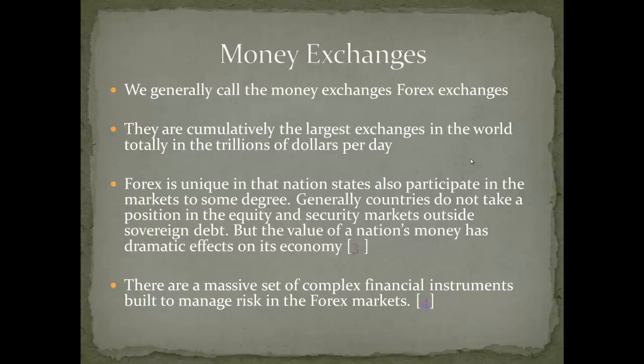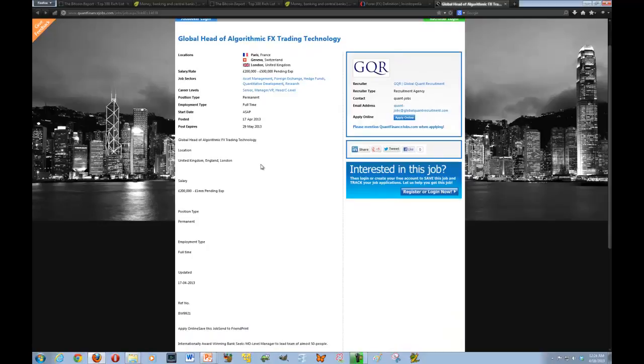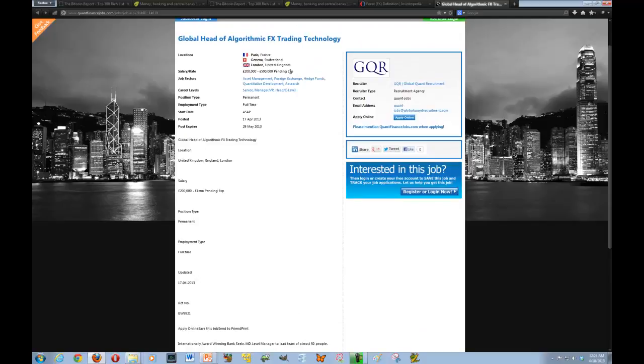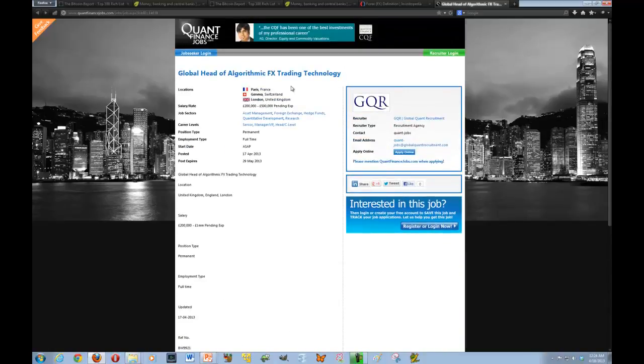some incredibly sophisticated investors, people who spend their entire lives trying to figure out how to do something 0.05% better than the competition. To give you a notion of how valuable these people can be, I've included a job link. This is a job for an algorithmic trading forex company. It's in Paris, Geneva, and London, so there are probably a couple of jobs available, and the starting rate is £250,000 to £500,000. In some cases, the salary is even larger. And this is just one job. These are called quantitative analysts.